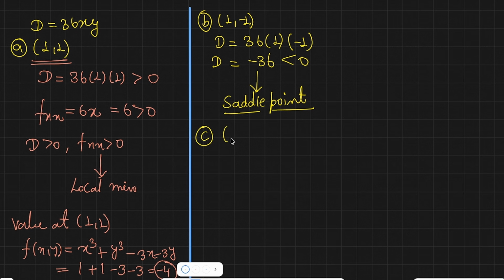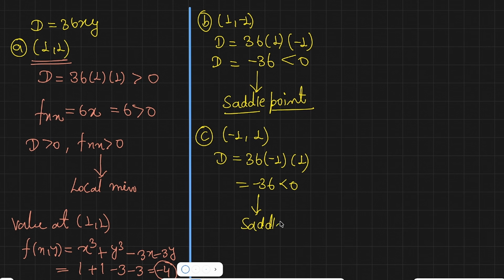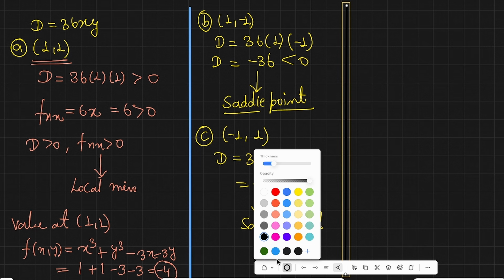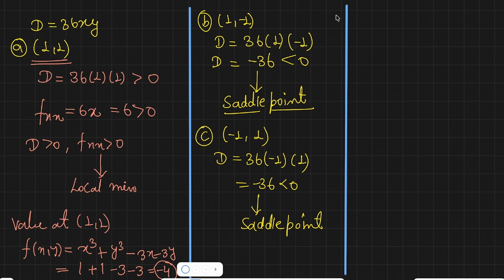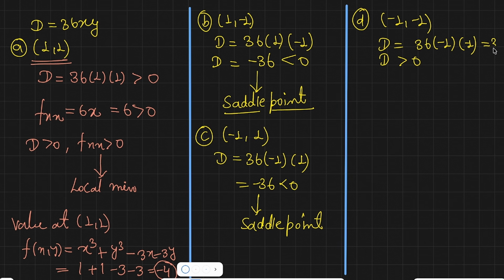Now point c is (minus 1, 1). So d is equal to 36 times minus 1 times 1, which is minus 36, less than 0. Again it is a saddle point, neither maxima nor minima. Now come to the next point, point d, that is (minus 1, minus 1). Now d is equal to 36 times minus 1 times minus 1. d is greater than 0, it is plus 36.